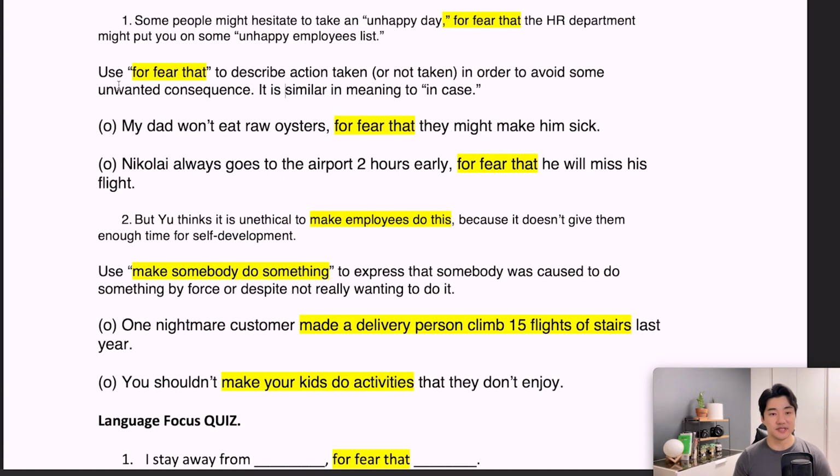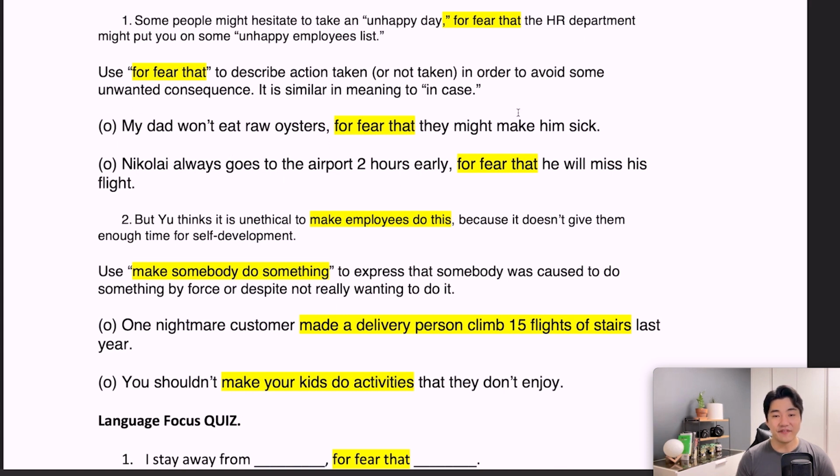Now, how do we use this? We use "for fear that" to describe action taken or not taken in order to avoid some unwanted consequence. It is similar in meaning to "in case". So "for fear that" means "하지 않을까 두려워서" or "뭐뭐 할까봐 두려워서". It's similar in meaning to "in case". Okay.